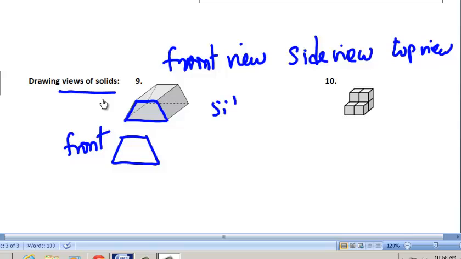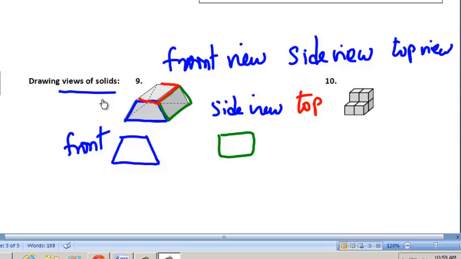What's the side view of this? When I see this picture and I'm looking at the side, this is the side that I see. So that is my side view. And when I look from the top, what do I see? If I look at the top, this is what I see. So I'm going to say that's the top view.